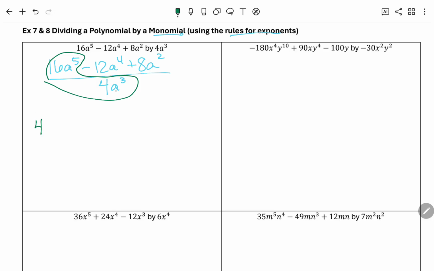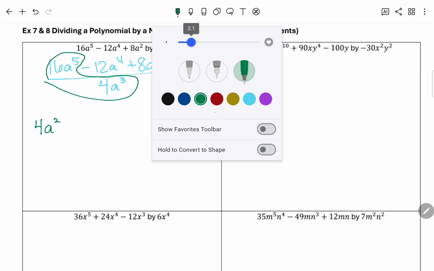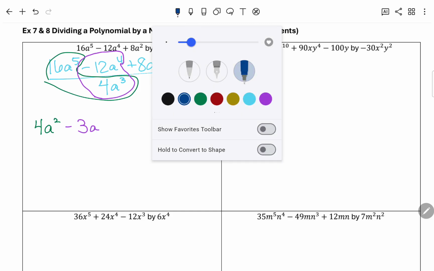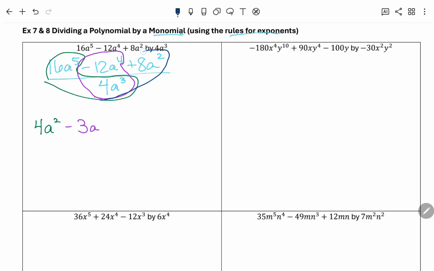And if I have a to the 5 over a to the 3, I'm left with a squared in the numerator. Okay, then I need to use this color and divide this term. So I have a negative 12 divided by 4 gives me negative 3a, because I had 4 there and 3 there. Okay, and finally, I have to divide this term. So that's going to give me a positive 2. Notice when I'm circling, I'm including the sign in front of the coefficient, right?